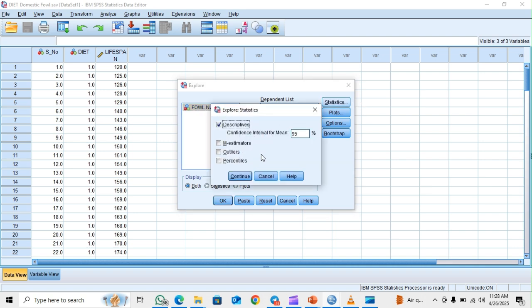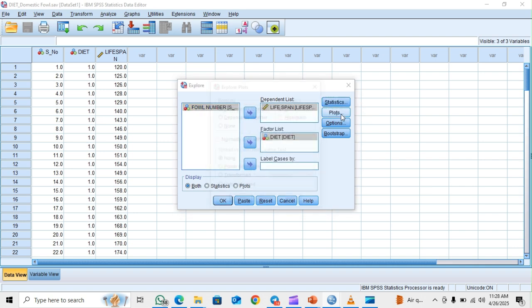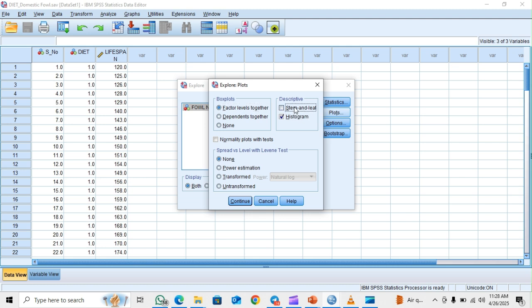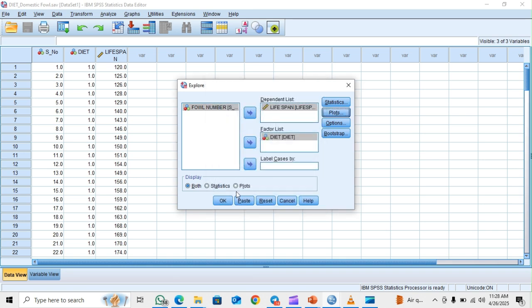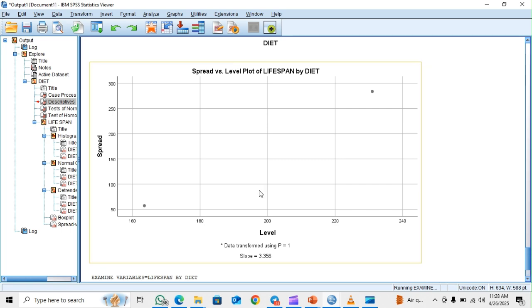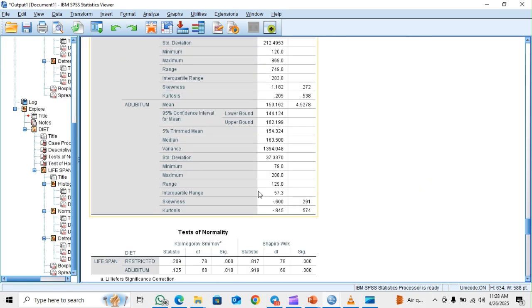So here we go to descriptive statistics. Then in the plots, you enable the histogram and also enable the normality plots with tests. Under the spread versus level with Levene test, you use untransformed. So here you go and you click OK, and we allow SPSS to run.